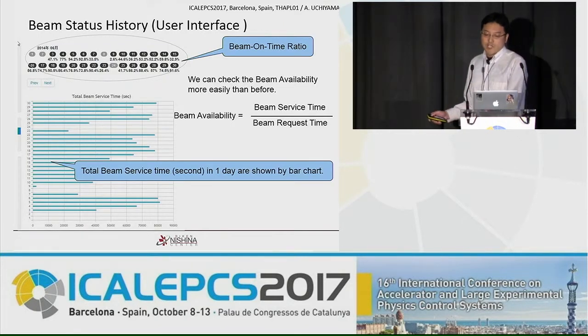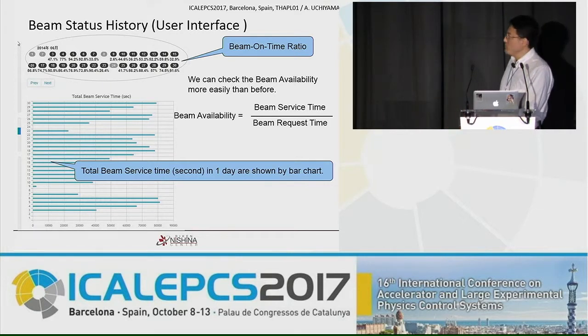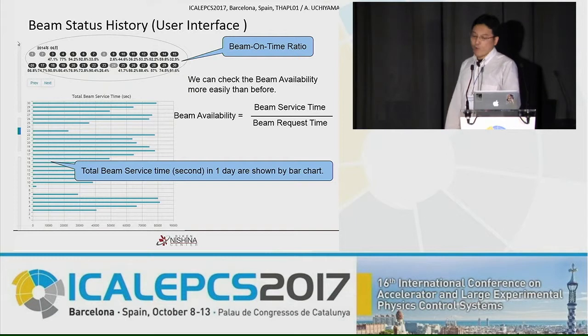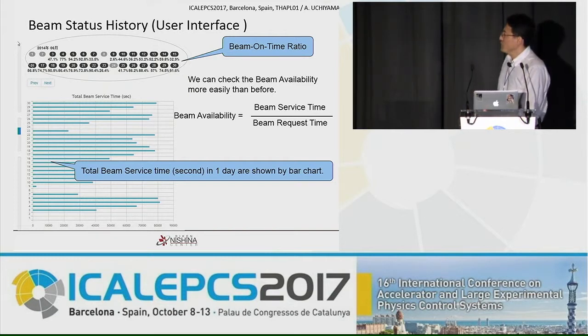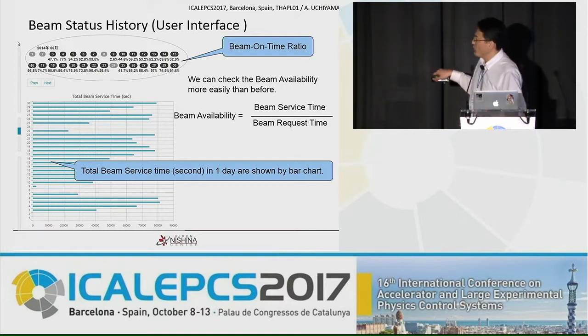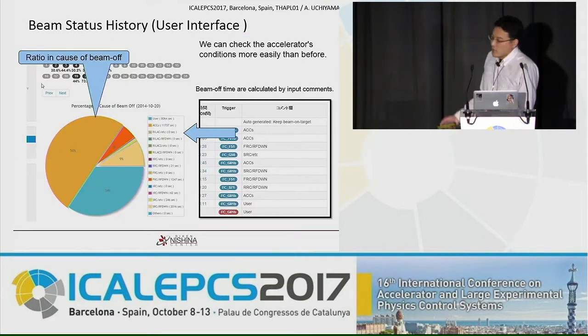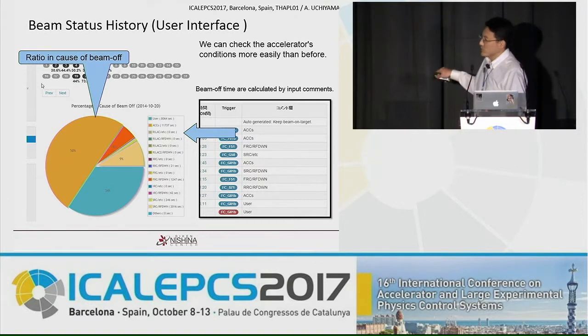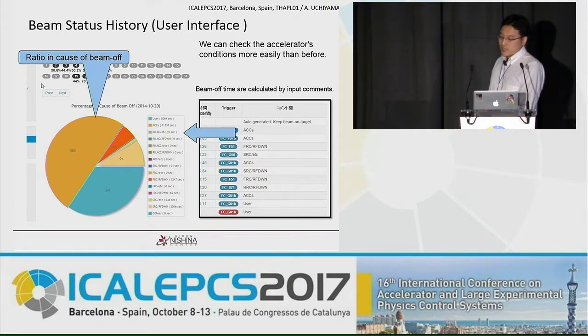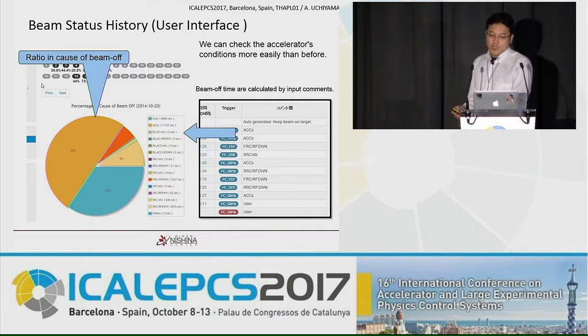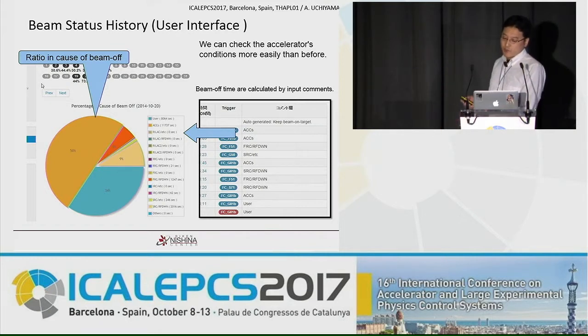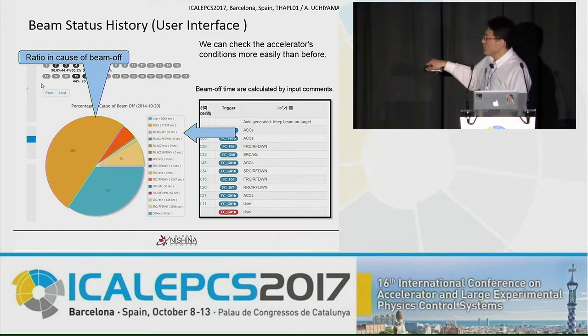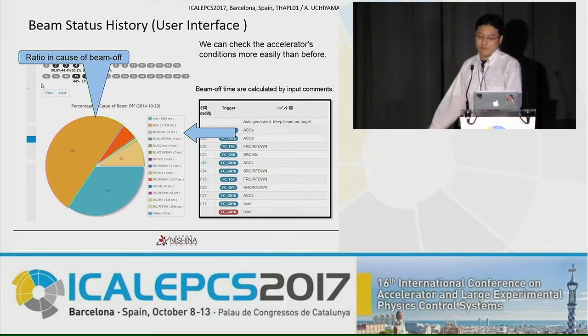This is beam on time ratio. In this system, we can check the beam availability more easily than before. You can see the total beam service time for 1 day by bar chart. By input comment, you can see the ratio in causal beam off like this. So we can check the accelerator's condition more easily than before. It gets the keywords for beam stopping reason from input comment and makes the list in this chart.